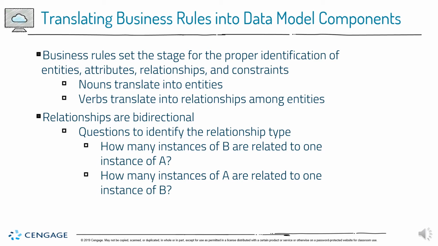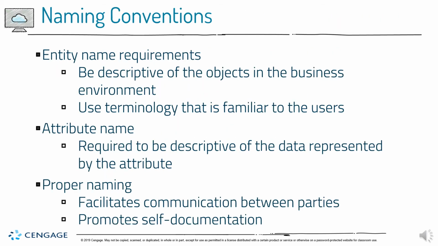For example, you can assess the relationship between student and class by asking two questions. In how many classes can one student enroll? The answer, many classes. How many students can enroll in one class? Answer, many students. During the translation of business rules to data model components, you identify entities, attributes, relationships, and constraints.